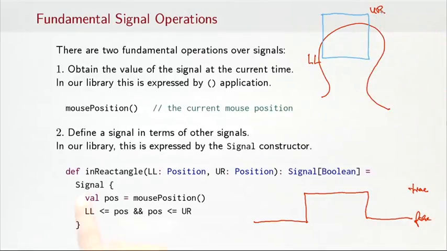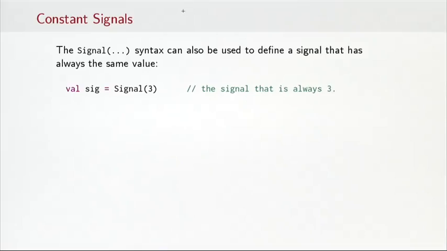And it's defined by this expression here. What that says is that at each point in time, I return the signal that looks at the mouse position at the same point in time, at the current point in time, and returns whether that position is between the lower left and the upper right corners.